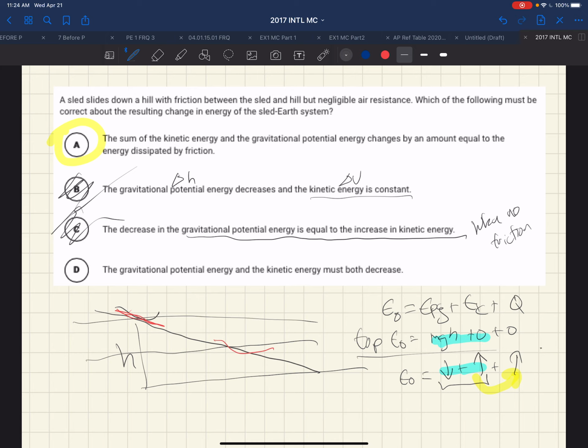The gravitational potential energy and the kinetic energy must both decrease. In the beginning, the kinetic energy is 0. It's not possible for it to decrease any more than that. Now, while it is true the gravitational potential energy will decrease, we expect the sled to increase its speed for some period of time. So this can't make sense, and thus we verified why choice A is the best.